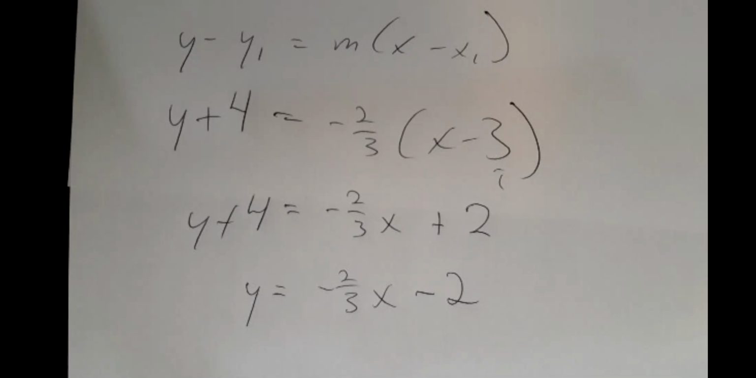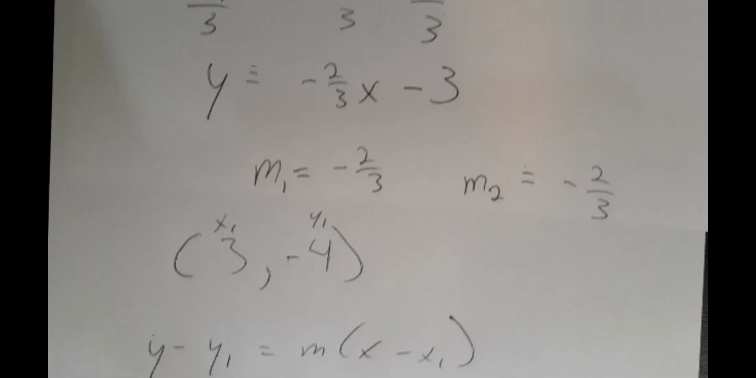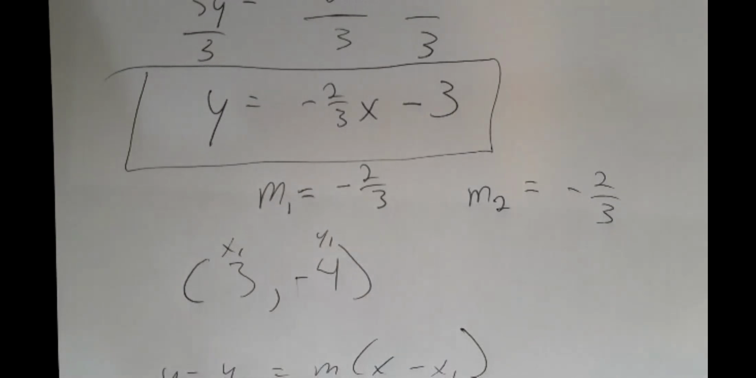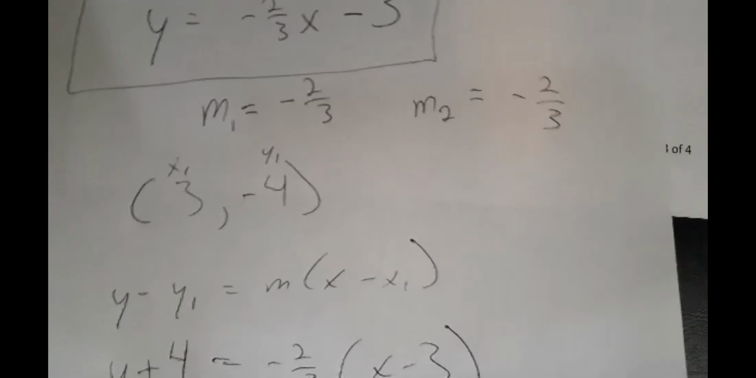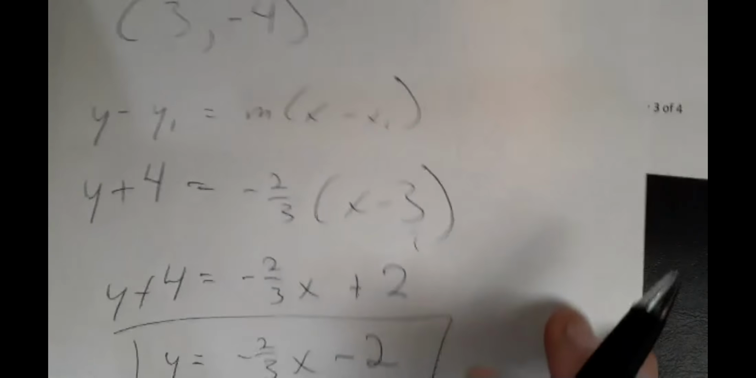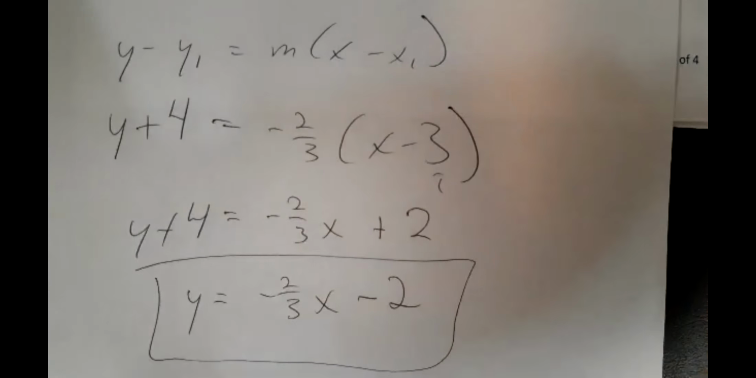Okay, and so this is our solution to the line. y equals -2/3 x minus 2. They want us to check that. Did it end up being parallel to this line? If we look at these two equations, this slope is -2/3, and what we ended up with here was a slope of -2/3. So it's parallel to the line.